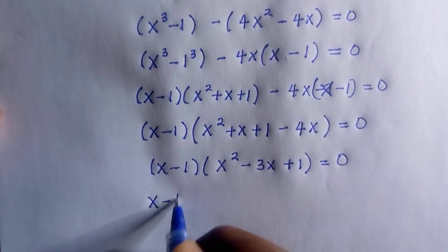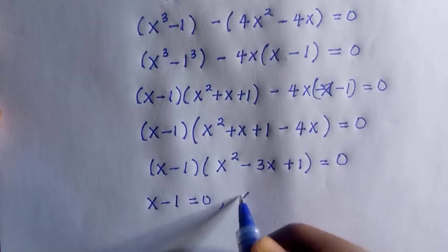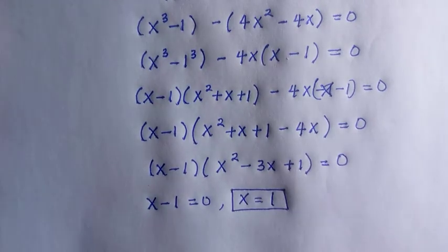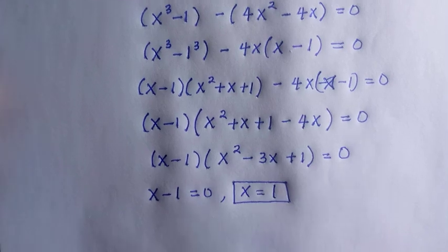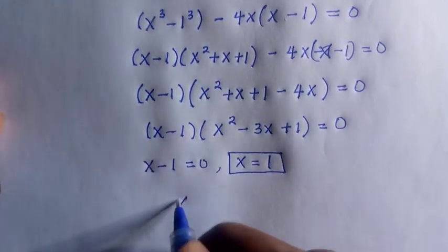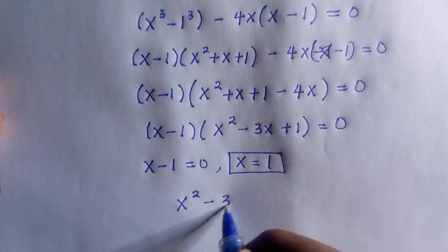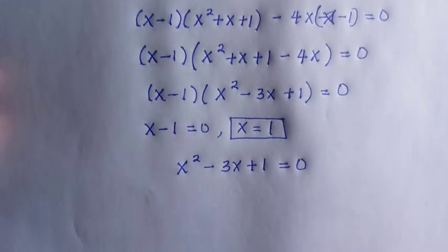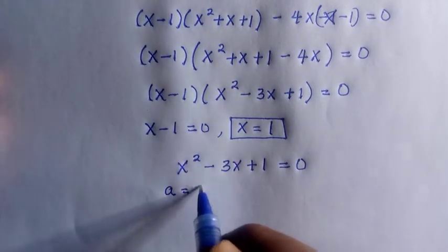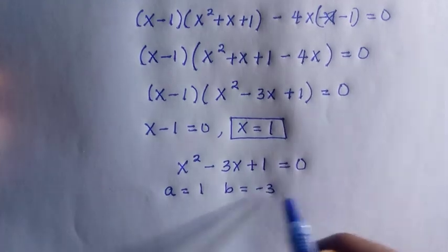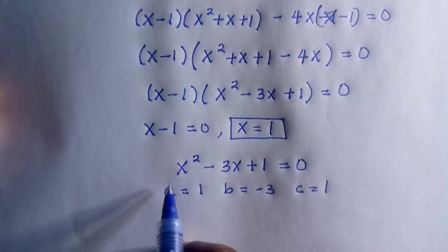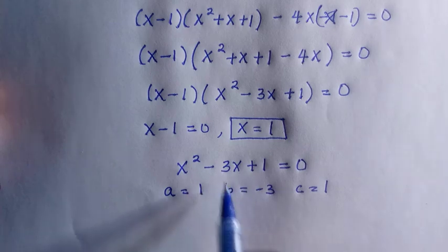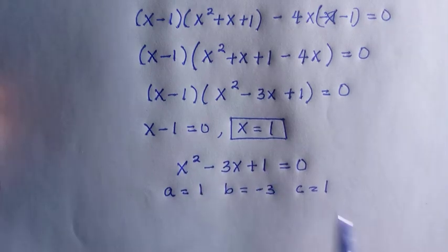For this one, we have x minus 1 equals 0, so x equals 1, which is the initial solution we predicted. To obtain the other solutions, we solve this quadratic equation, x squared minus 3x plus 1 equals 0. Here a equals 1, b equals minus 3, and c equals 1, which are the coefficients of these terms.